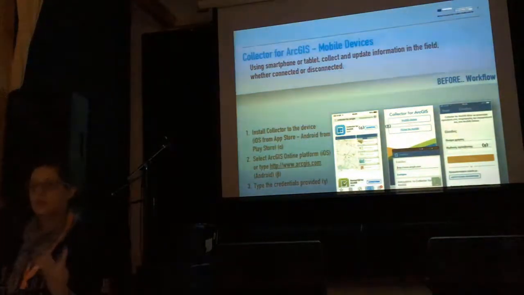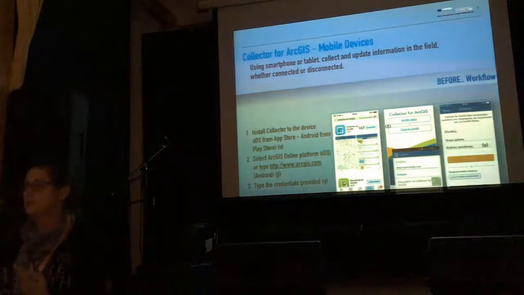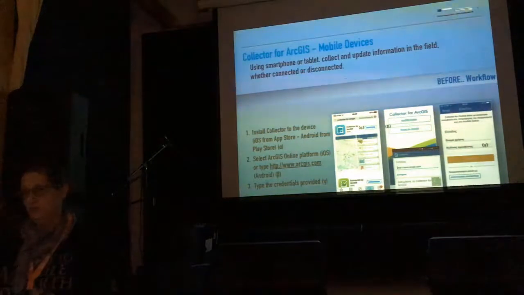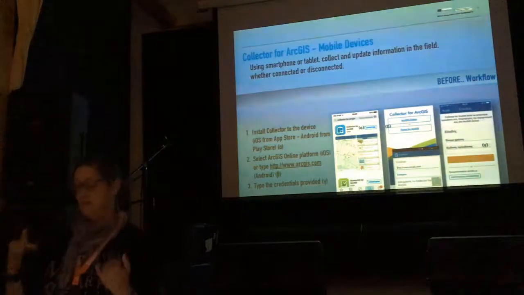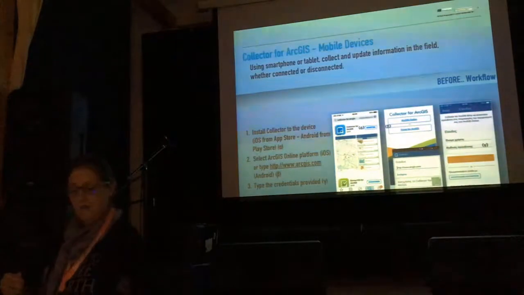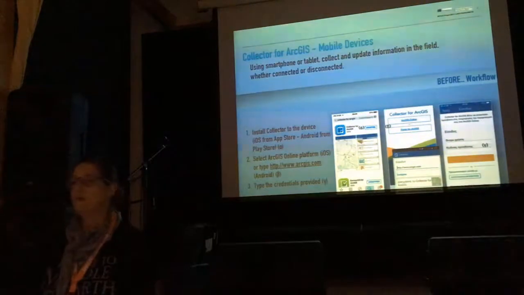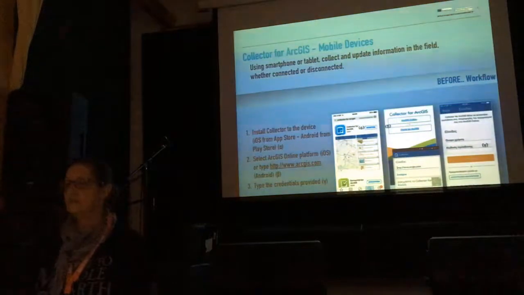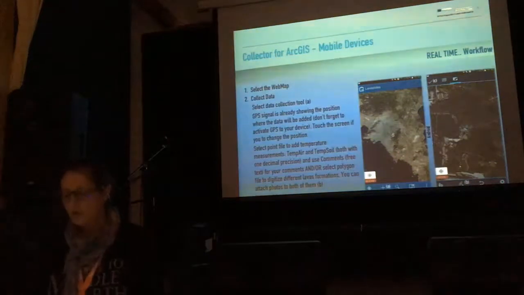You will have four codes, four passwords. So you will work as a group, decide which phone will enter the system, and all of you use the same phone to add measurements. Okay. So I install the application on the phone. The second step is I enter the ArcGIS online platform, and then I provide the credentials to enter the application. The application is free, but if you don't have credentials, you can do nothing. Okay. And then I go to the field.